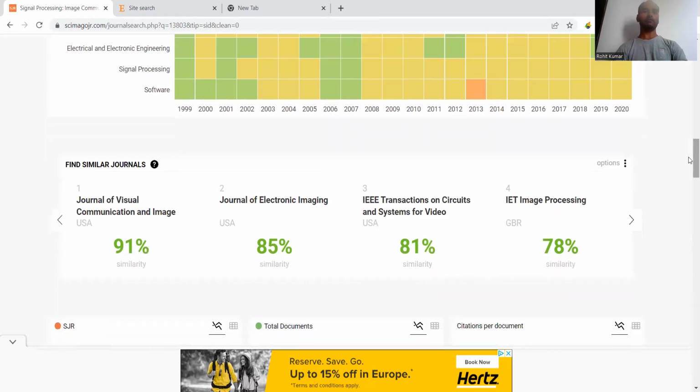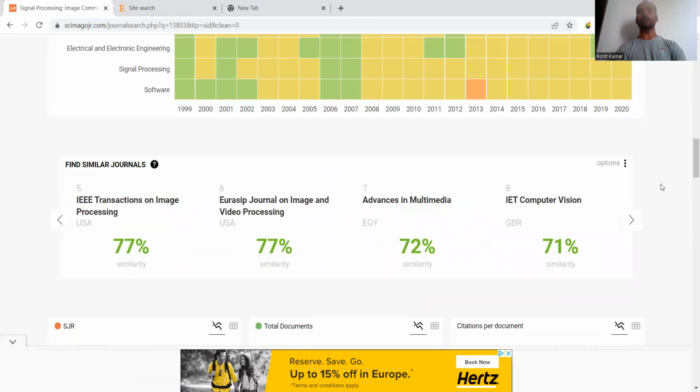Now, if your work doesn't get published in this particular journal due to some reason, there might be any reason behind it. Here you can see some related journals, very much related, 91% similarity. The Journal of Visual Communication and Image Representation, Journal of Electronic Imaging, then IEEE Transactions on Circuits and Systems for Video Technology, Image Processing, and there are some more. So you can try these journals.